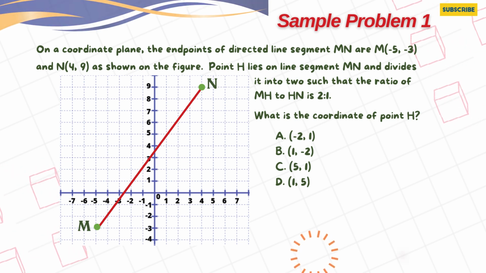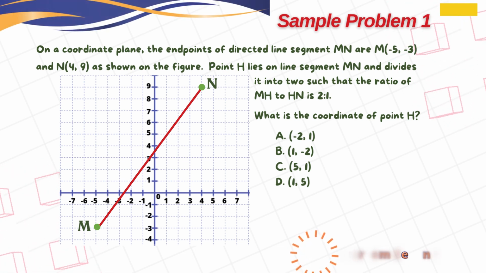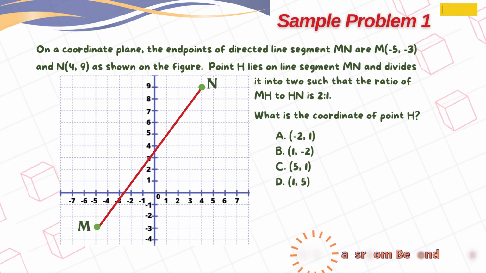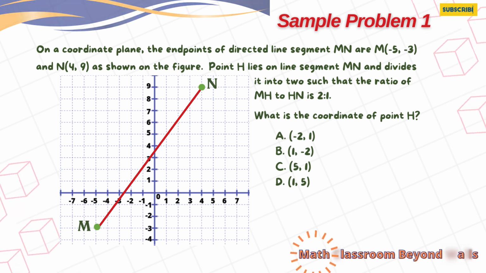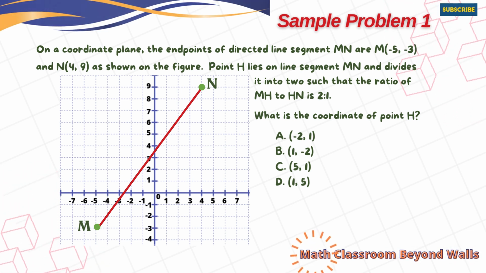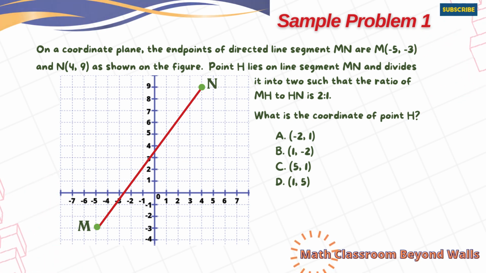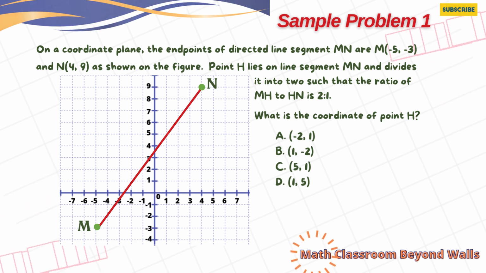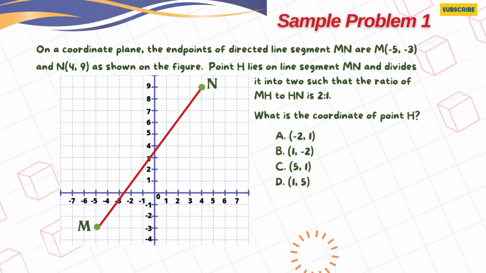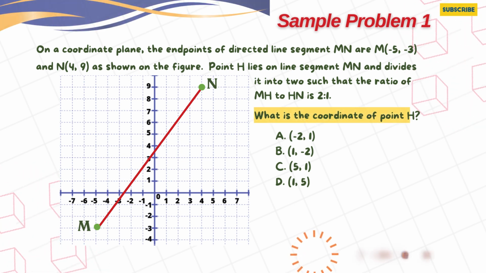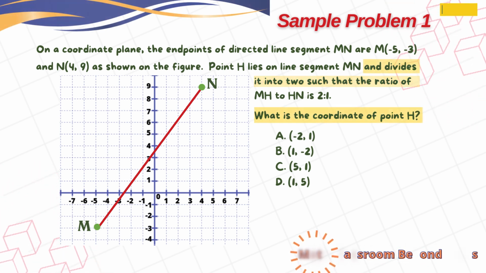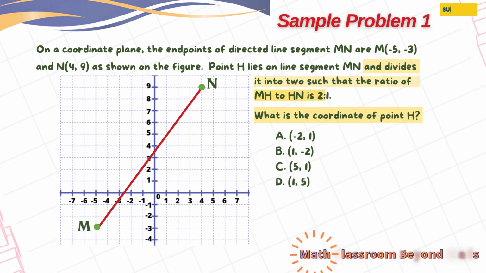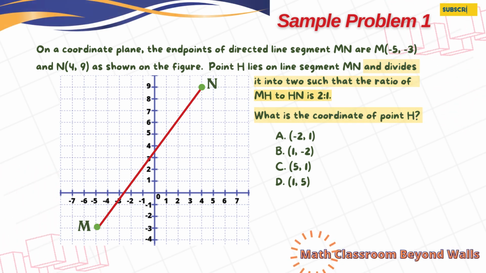As usual, we begin by reading the whole problem and may read it several times when needed to know what we're looking for, to determine what is given, and to figure out how the given information helps find what we're looking for. What is asked in the problem, learners? We are asked to find the coordinates of point H that would divide MN into 2 segments such that the ratio of MH to HN is 2:1.